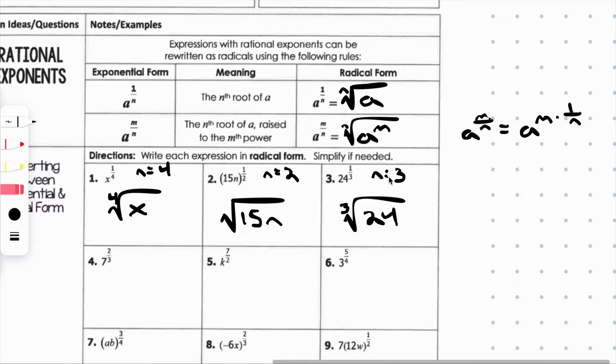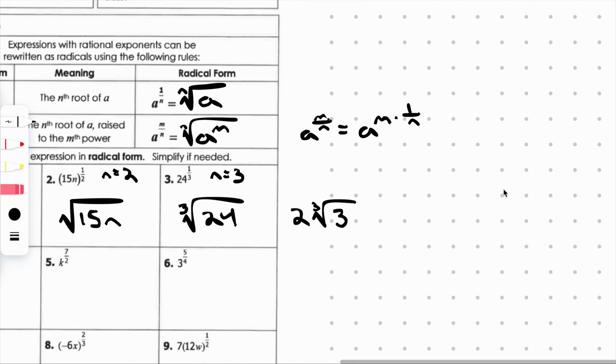And they're saying simplify if needed. Let's think about some perfect cubes. We have 8 as one of them because 2 times 2 times 2. So we can say this is equal to 2 the cube root of 3. Sorry, let me just explain this real quick. The cube root of 24 is equal to the cube root of 8 times the cube root of 3, because 8 times 3 is 24, and we just said the cube root of 8 is 2. So that's how we get that.